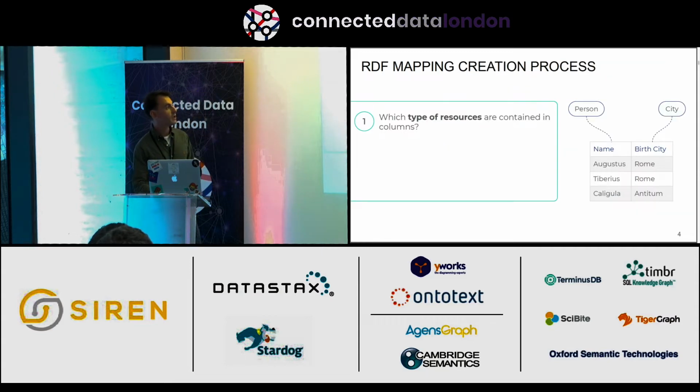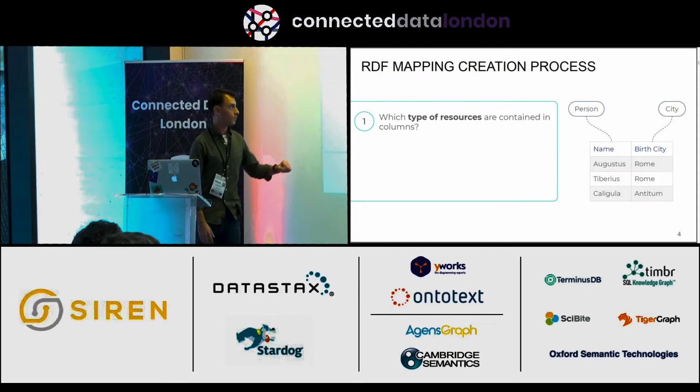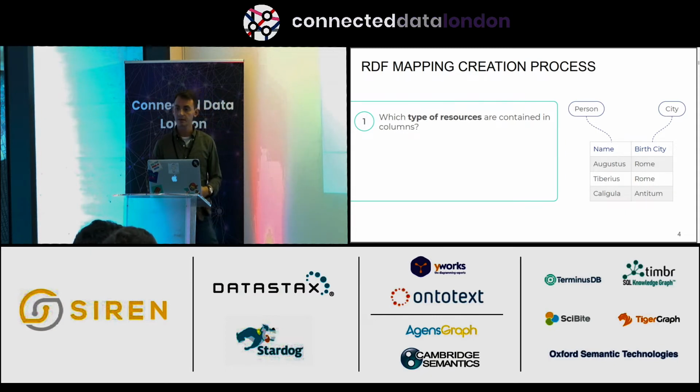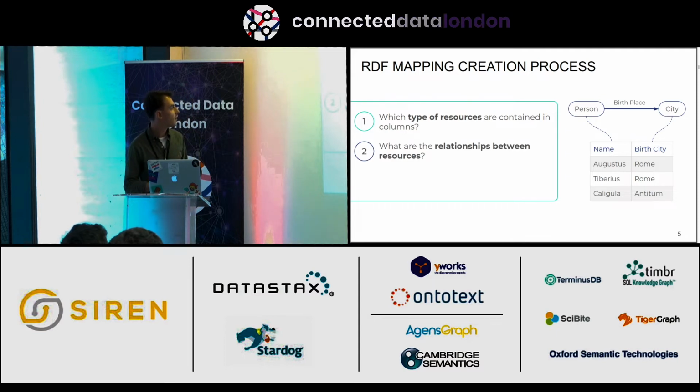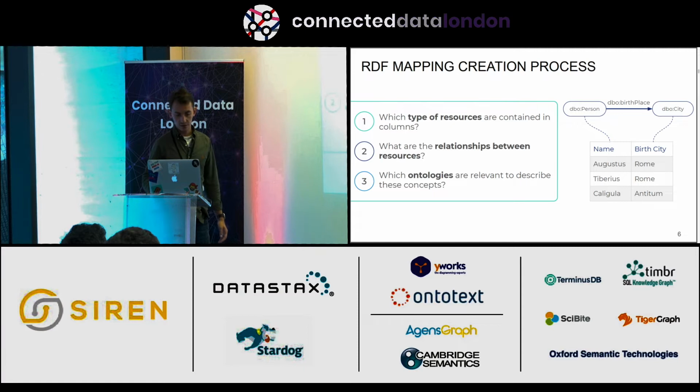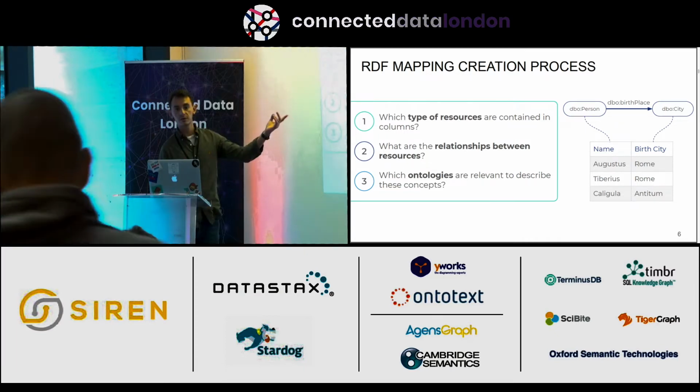So how do we create an RDF mapping? We have at least to answer three questions. The first one is: what type of resources are contained in my dataset? For example, cars, persons, cities, I have to identify each type of resource contained in my dataset. The second question is to find the relations between these concepts. And finally, an important question is to find existing or create new ontologies to describe these concepts.